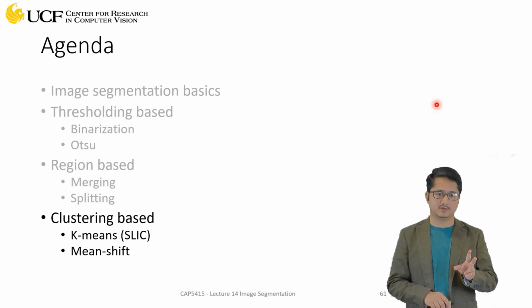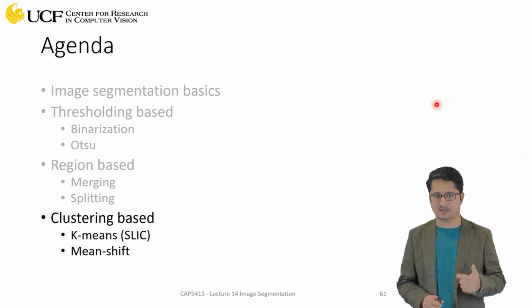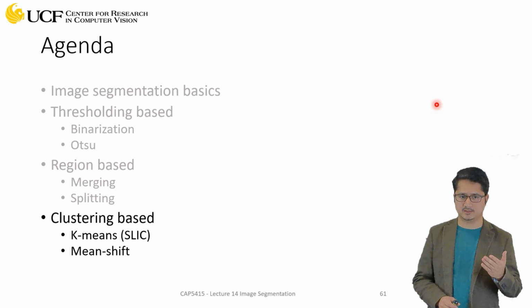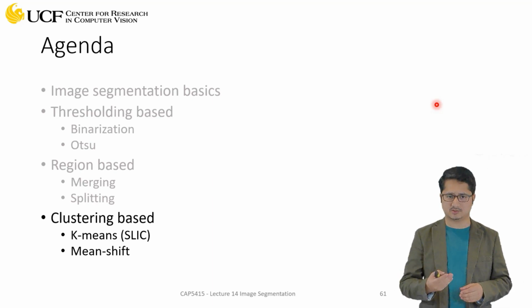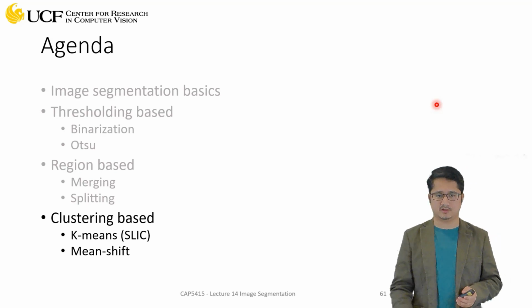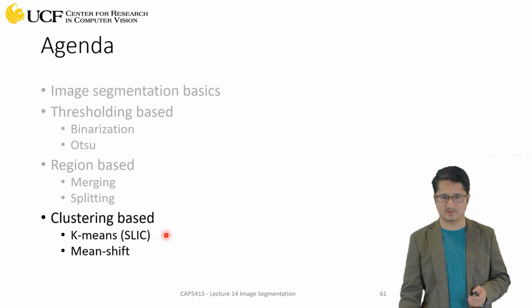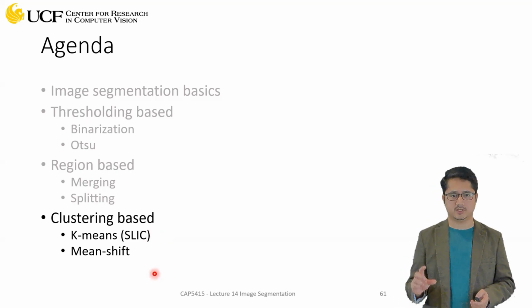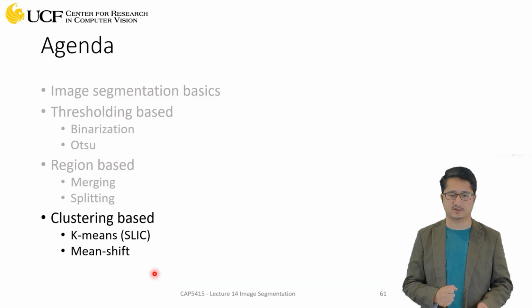Okay, so basically we will talk about two different algorithms. The first one is k-means clustering. The second one is mean shift. And for k-means, I think the algorithm which is used for this image segmentation is called SLIC. The full form, I think, is simple linear iterative clustering. And you will see it's a really very simple algorithm. And then we'll talk about what the limitations are and how mean shift can be useful in some of the scenarios.